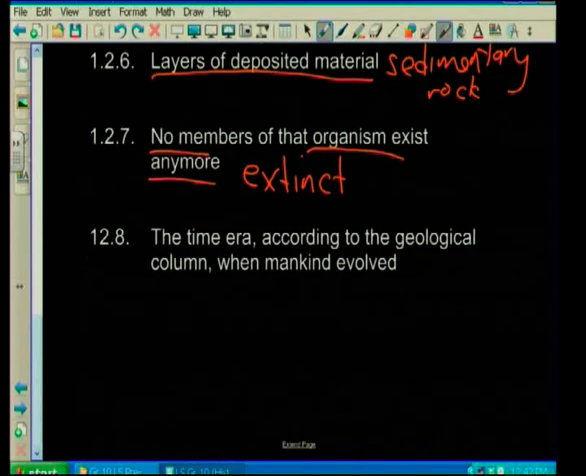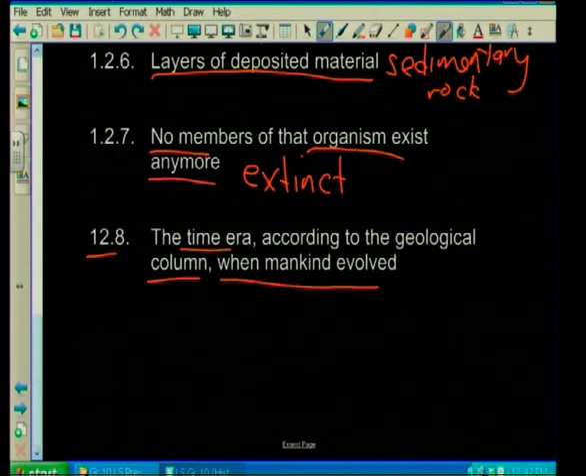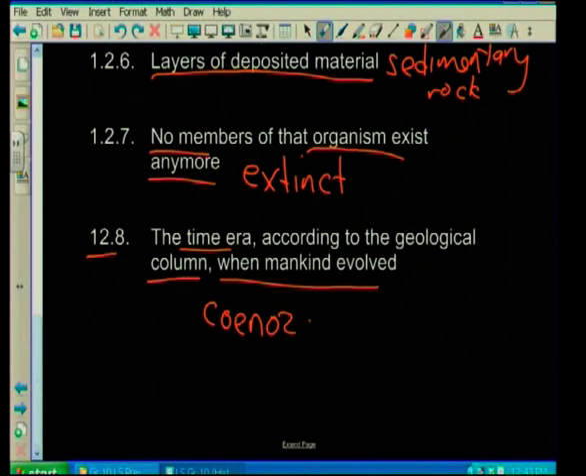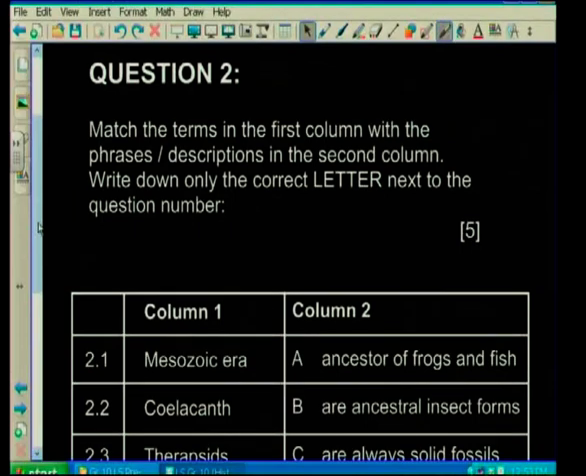And the last question, 1.2.8, the time era, according to the geological time scale, when mankind evolved. So when did man, as the first mammal, evolve? That is the present era, which is the Cenozoic era. So we are present now in the Cenozoic era, and the first humans appeared in the Cenozoic era. Let us now look at the next question, which deals with the matching of the columns. Question 2, match.